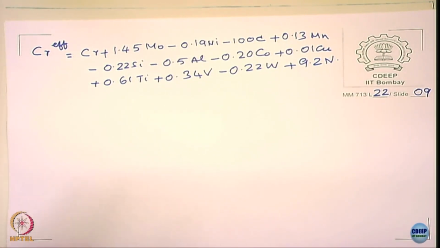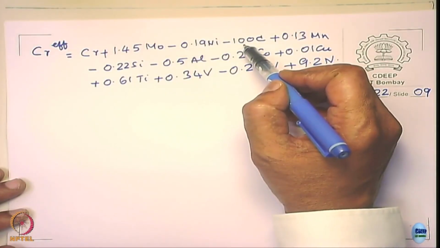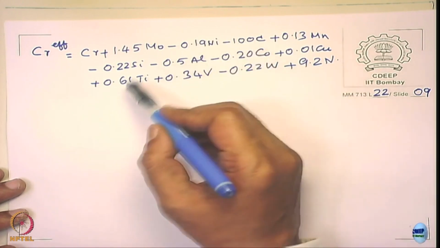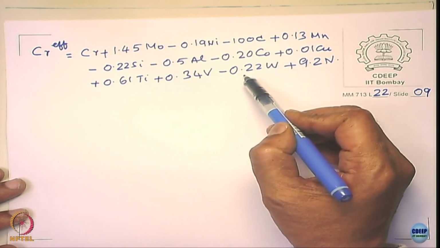It is very difficult for you to remember all of them, but I want you to appreciate this. There are certain elements that favor sensitization, and certain elements which retard sensitization, that is the point I want to make here. The elements that favor sensitization are the ones with the minus sign here, say nickel, obviously carbon, silicon, aluminum, cobalt and tungsten.